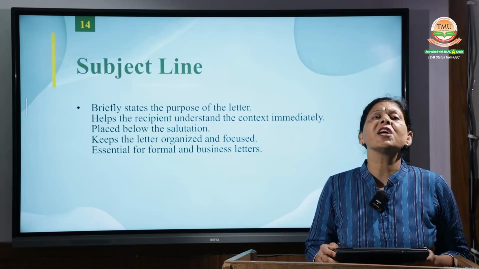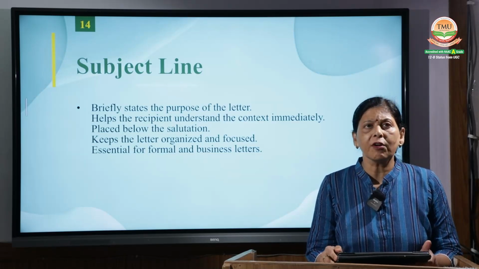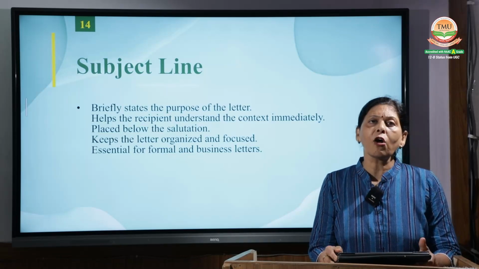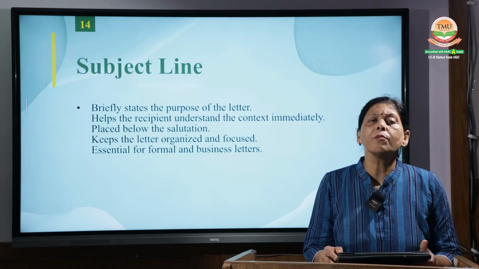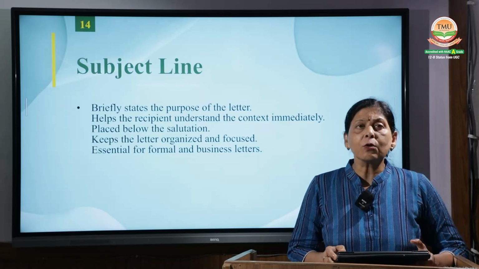Then the next is the subject line. The subject line is one line. That means it's generally 5 to 7 words, not more than that. It shouldn't be like 2 or 3 long lines. The subject line has to be restricted to 5 to 7 or a maximum of 8 words.